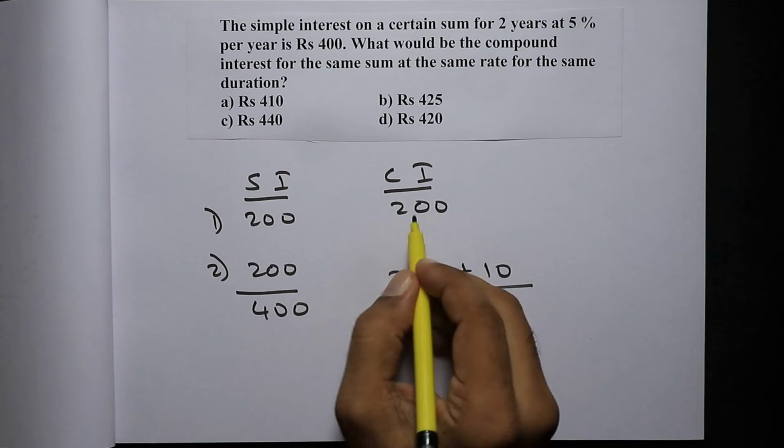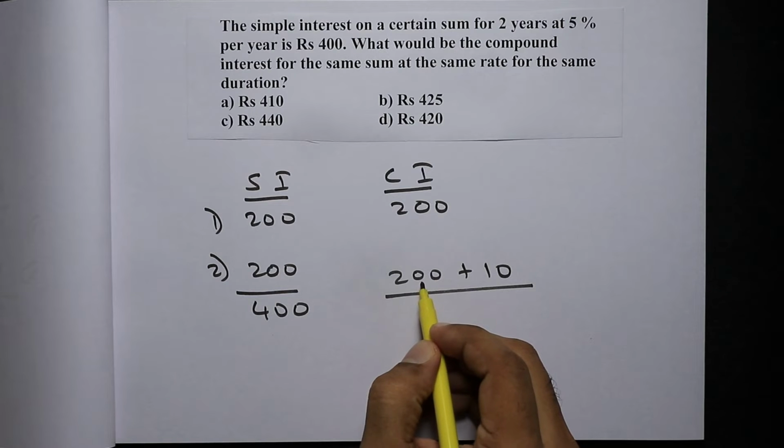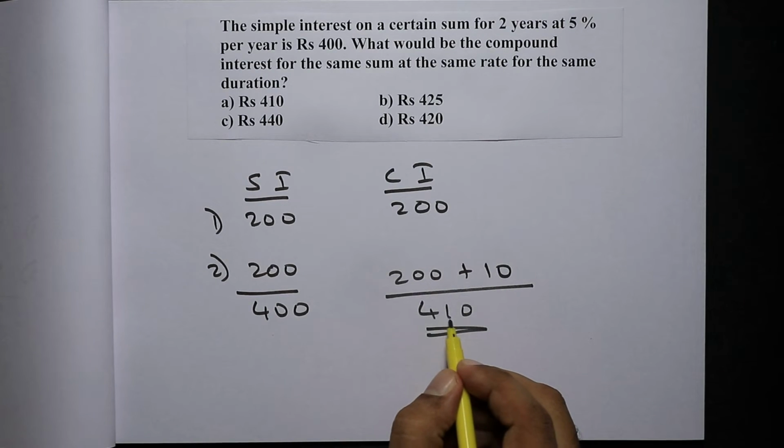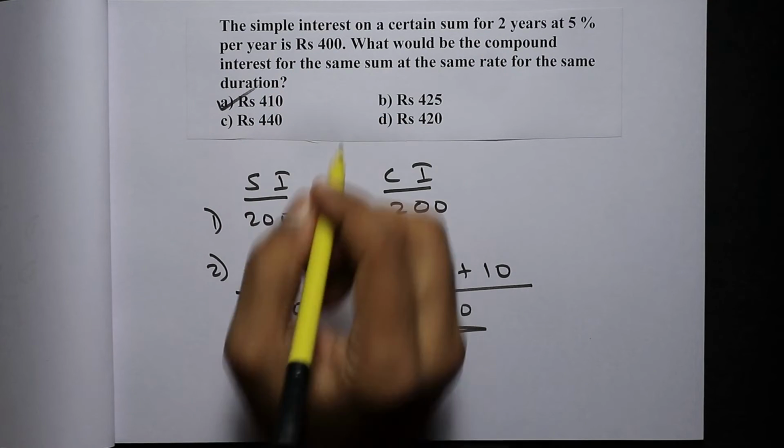So compound interest for 2 years will be 200 plus 200, 400, plus 10 gives you 410. So that will be the compound interest for 2 years, 410. That is option A.